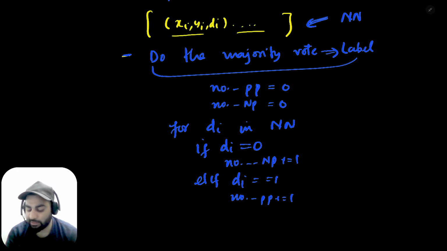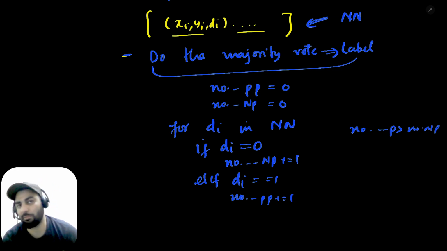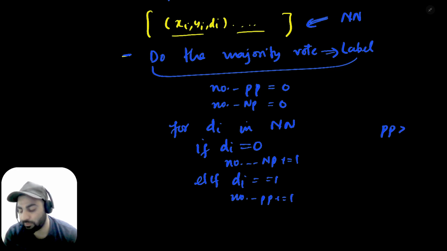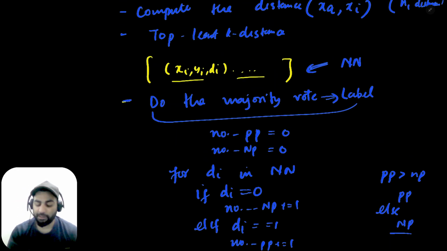Then you will compare which of these is greater. So if pp is greater than np, basically among the neighboring points, you see which label was prominent. If positive points were greater than negative points in the neighborhood, you will say the point that we have is a positive point, else it was a negative point. Okay, that's the first thing.